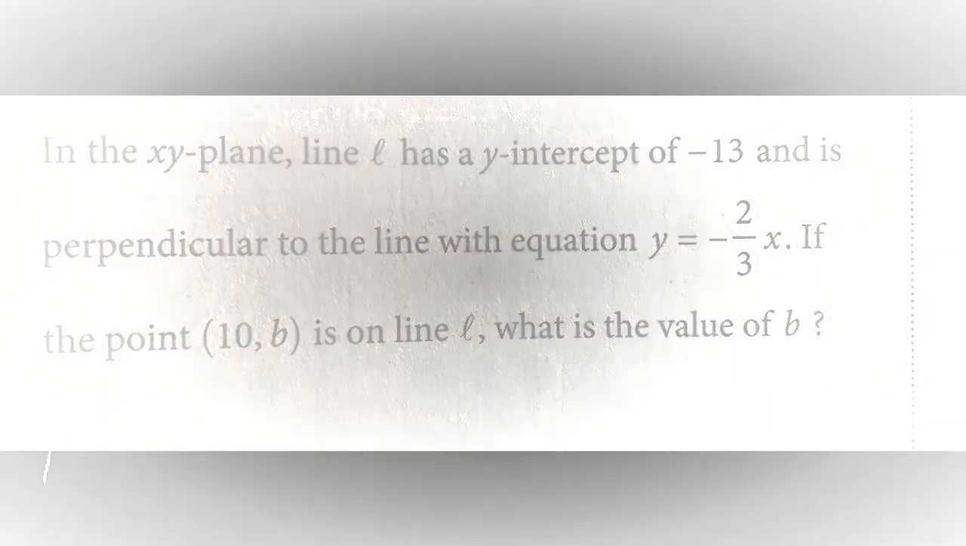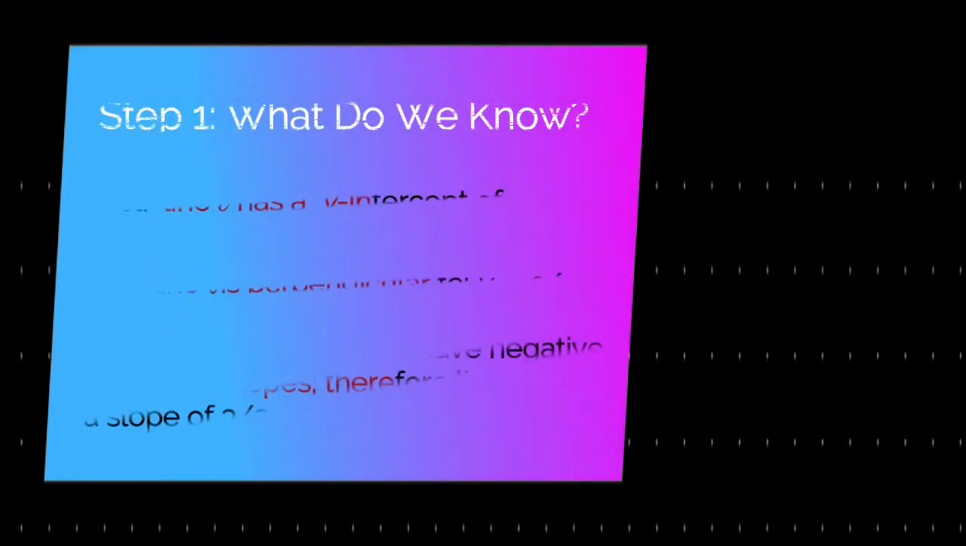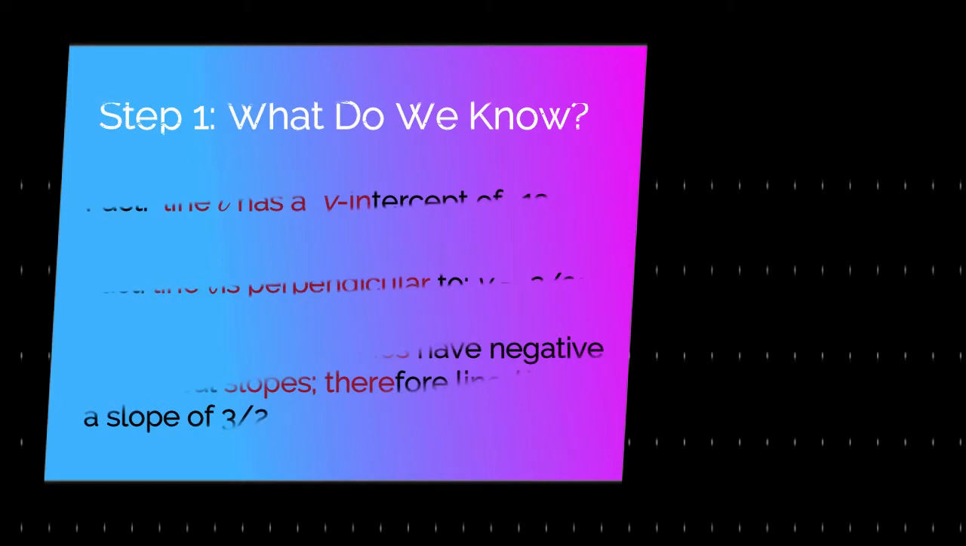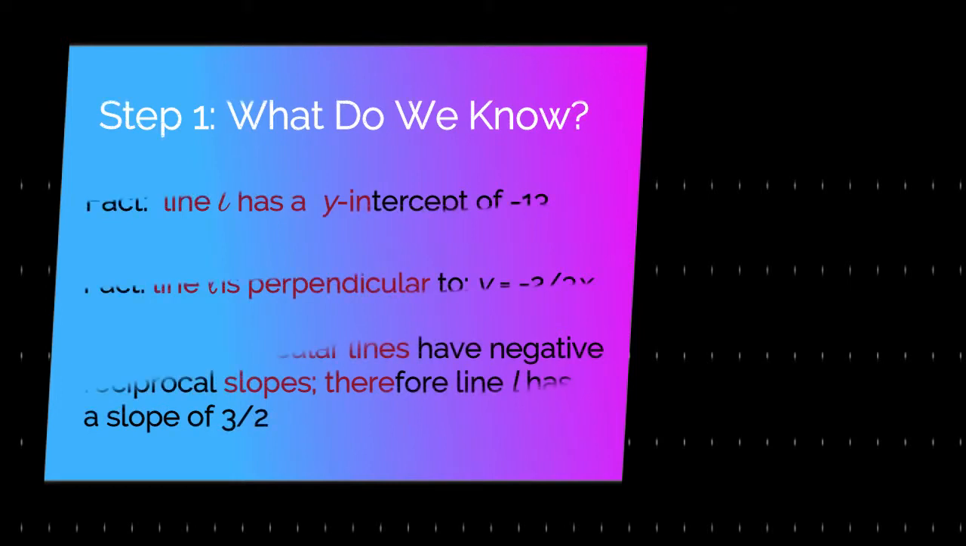That question, like I said, you'll run into very often on the SAT, and a lot of times you don't know how to start unpacking it. But we always have to start with step one, which is, what do we know? And there's always something we know. If you go back to the question, there are a couple facts. One is line L has a y-intercept of -13. Hopefully at this point you're thinking slope-intercept form, because that's the key to unlocking this.